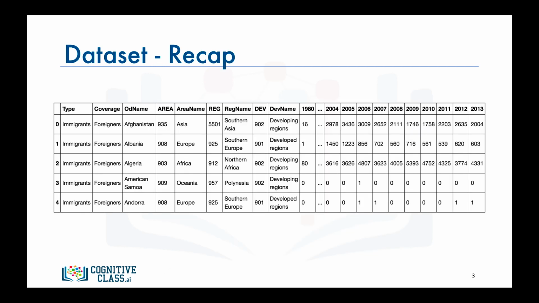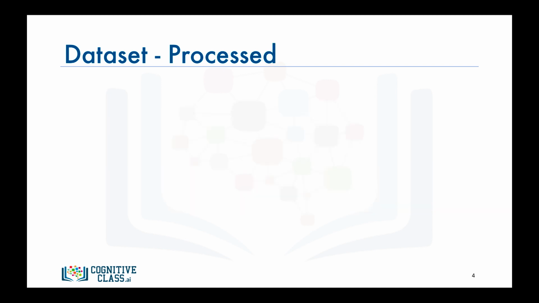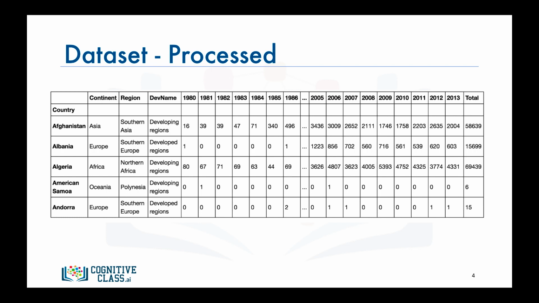Before we go over the code to do that, let's do a quick recap of our data set. Each row represents a country and contains metadata about the country, such as where it is located geographically and whether it is developing or developed. Each row also contains numerical figures of annual immigration from that country to Canada from 1980 to 2013. Now let's process the data frame so that the country name becomes the index of each row. This should make querying specific countries easier.